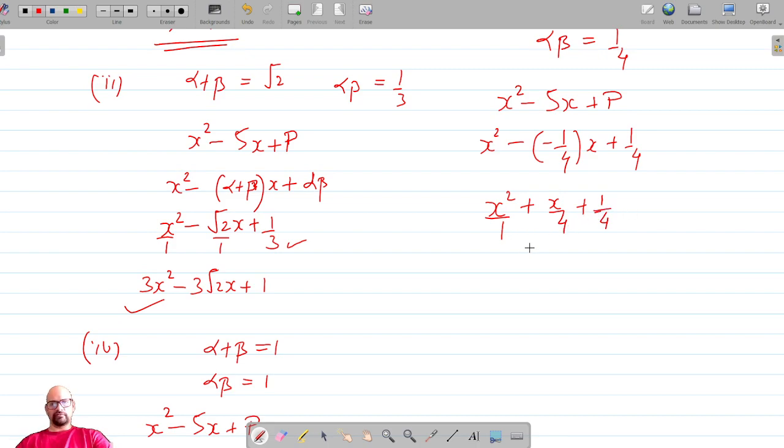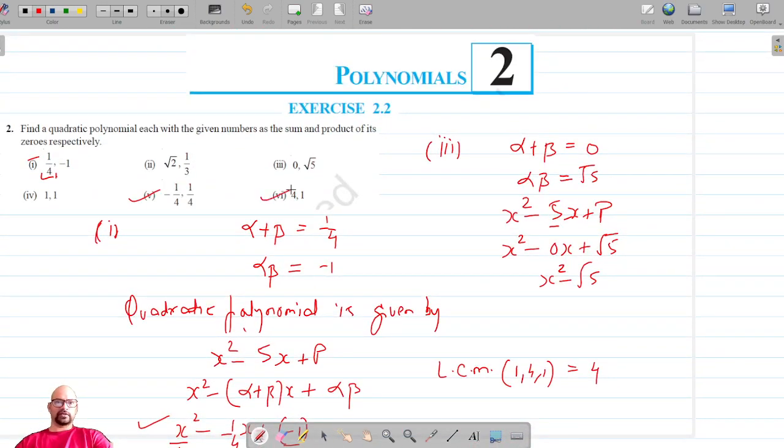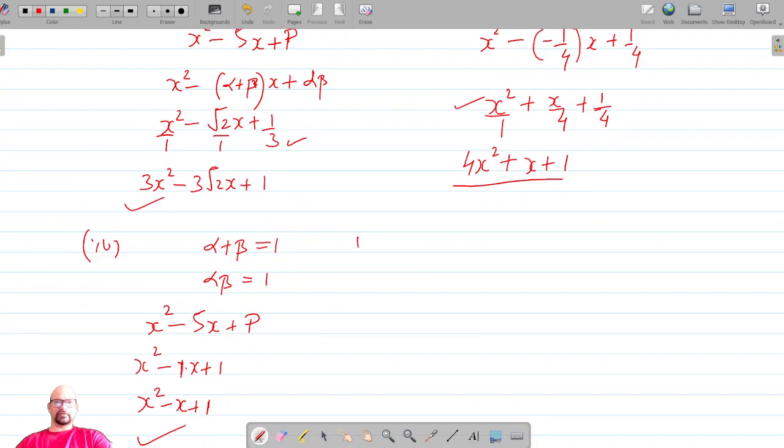the LCM of 1, 4, and 4 is 4. So let's multiply each term with 4. So this is 4x squared plus x plus 1. So this is the required polynomial. Moving on to question number 6.